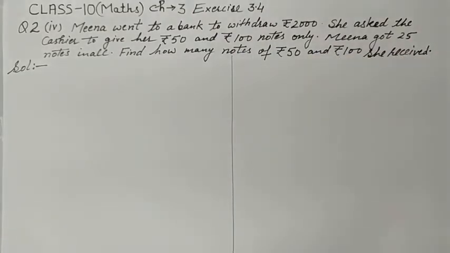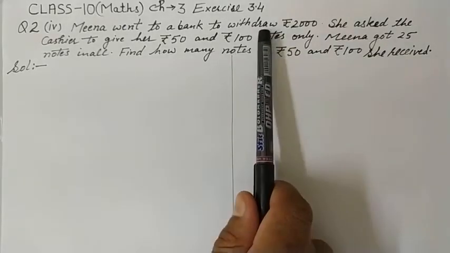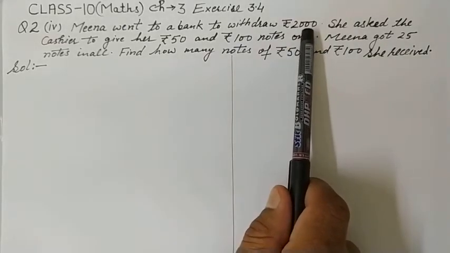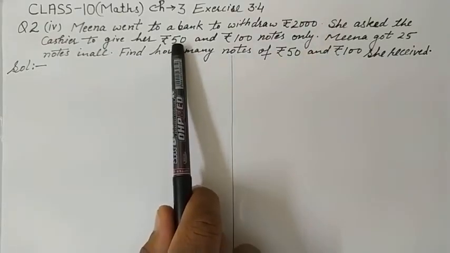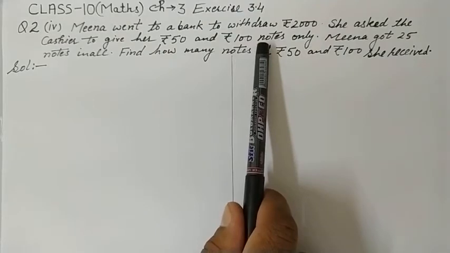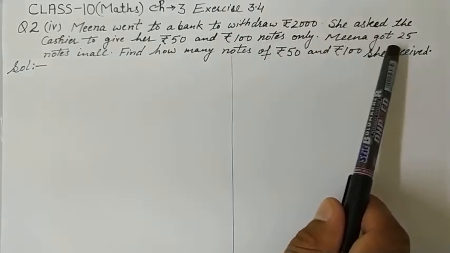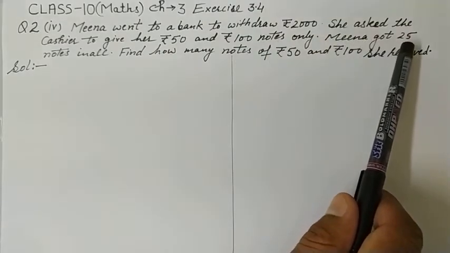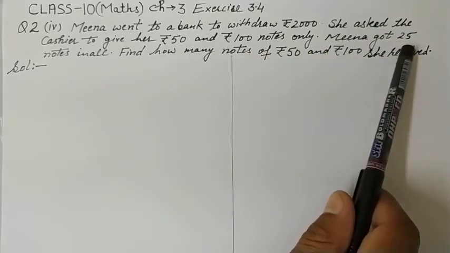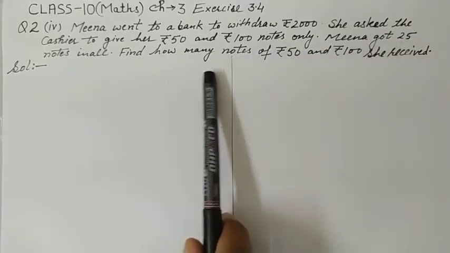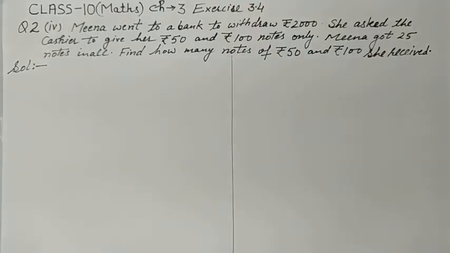So in this question, first of all, the total amount she withdrew is rupees 2000, and she has taken just rupees 50 and rupees 100 notes, and the total notes were 25 in all. So we have to find how many notes of rupees 50 there were and how many notes of rupees 100 there were.